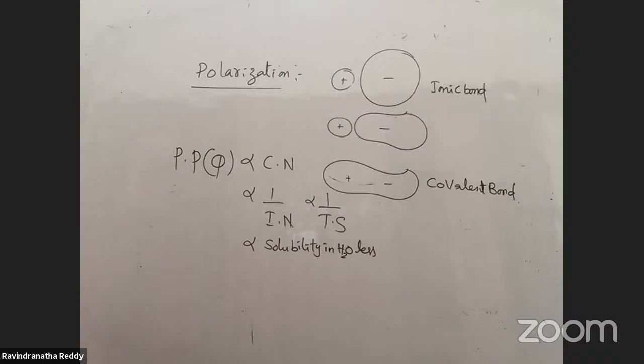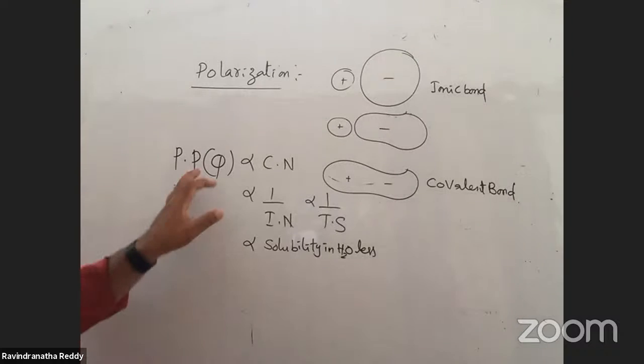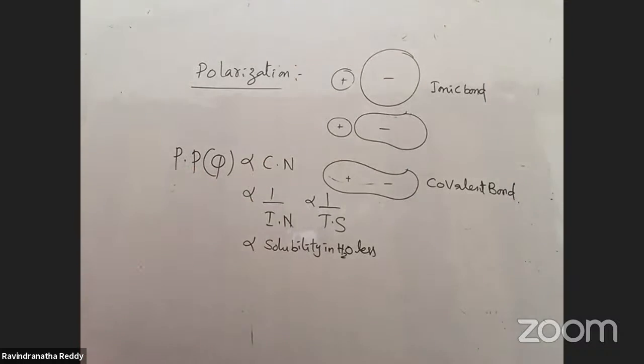Right? So here, generally with some types of configurations, the polarizing power is more. So where is the polarizing power more? That is the cation electronic configuration, the pseudo inert gas configuration. In the pseudo inert gas configuration, the polarizing power is more and the covalent nature is more. So this is the polarizing power of cations.